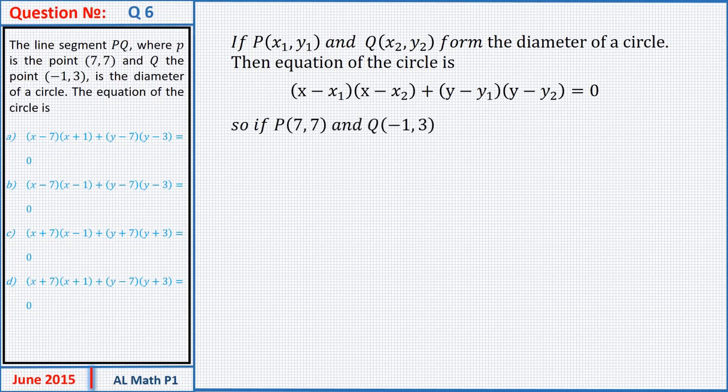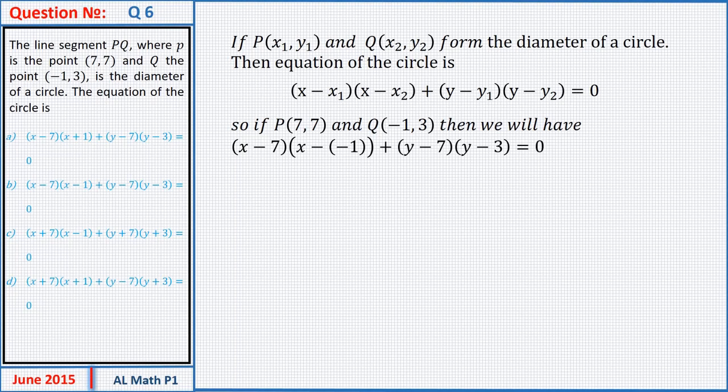So now replacing our P and Q, what do we have? We're going to have x minus 7 into x minus 1 plus y minus 7 into y minus 3. Simplifying gives us x minus 7 times x plus 1 plus y minus 7 times y minus 3. So comparing with the different answers, we see that the answer here is option 7.